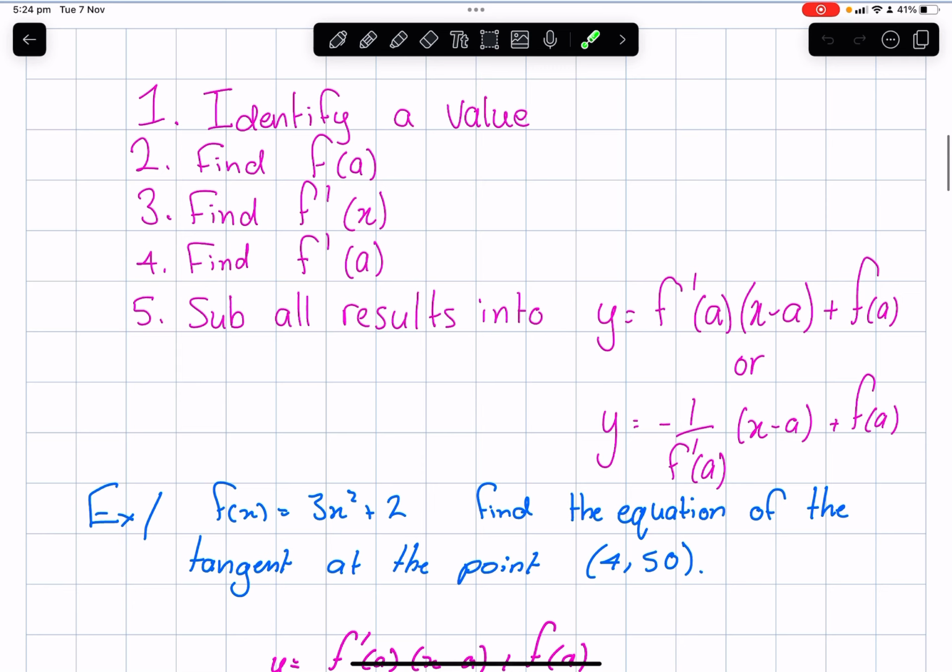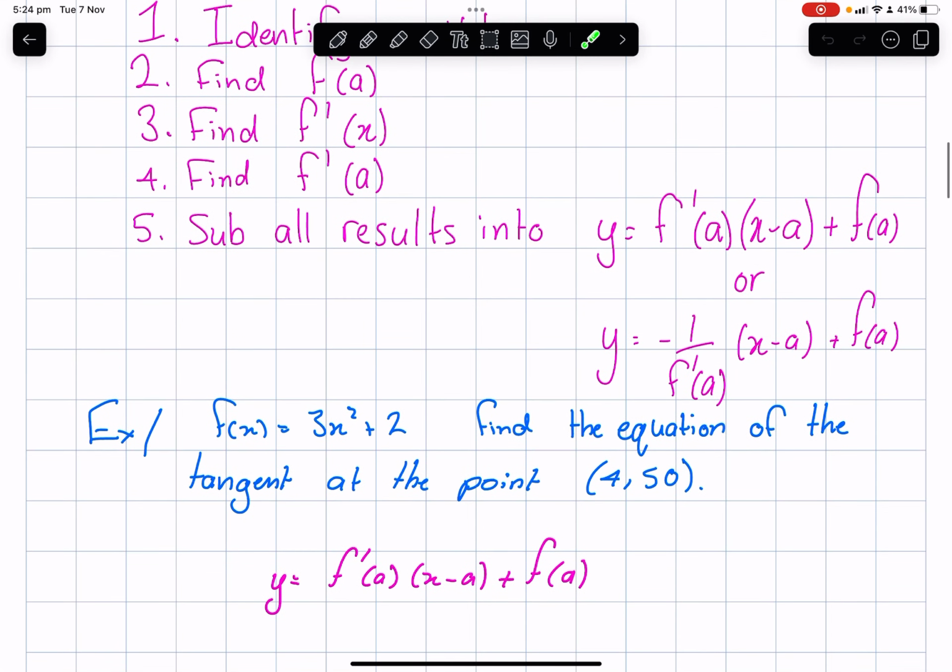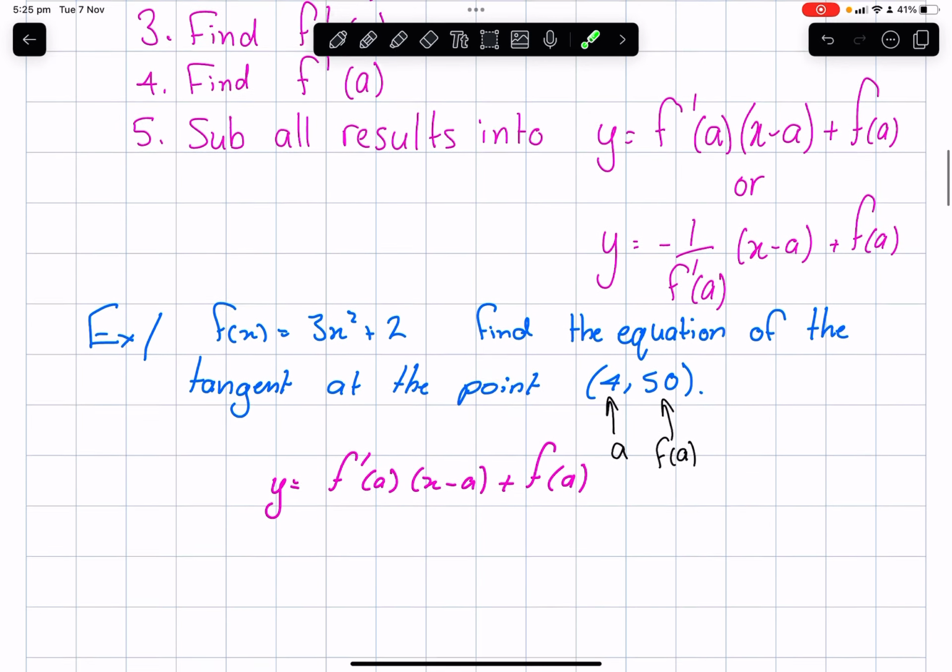So let's follow those points and let's have a go at finding the equation of a tangent. So f of x equals 3x squared plus 2. Find the equation of the tangent at the point (4, 50). Now, a is my x value, so that is my a there. And f of a is the y coordinate. Now, sometimes you won't be given the y coordinate, so you put a into my function and we would get out my f of a. So I've already got my first two things down.